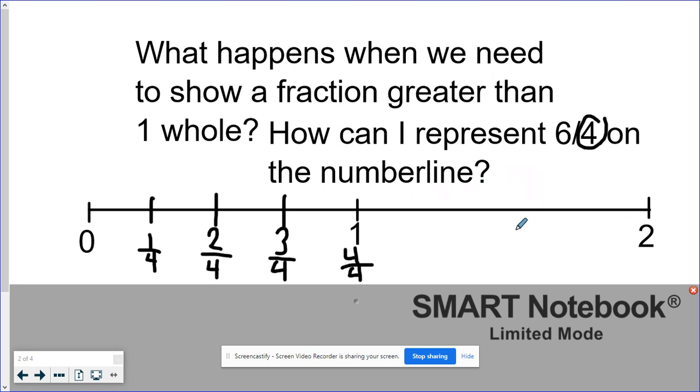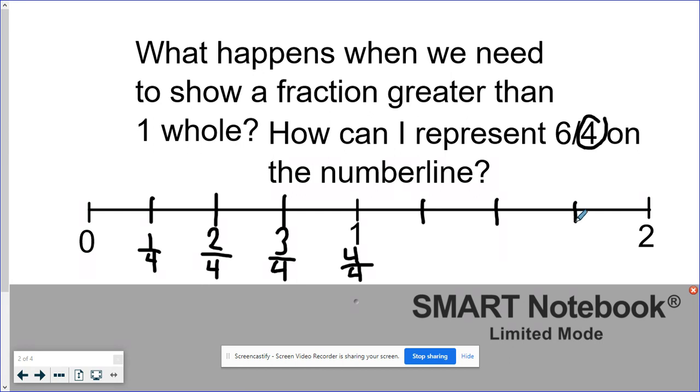I will have to partition my line now from the 1 to the 2. And how do I do that? Well, I'm going to have to use the denominator again, the same one as the fraction that I want to find. So the denominator is a 4. So from 1 to 2, I am going to split this line into fourths again. So I'm going to start in the middle, split it into half, and then I'm going to go ahead and split that again, and that.